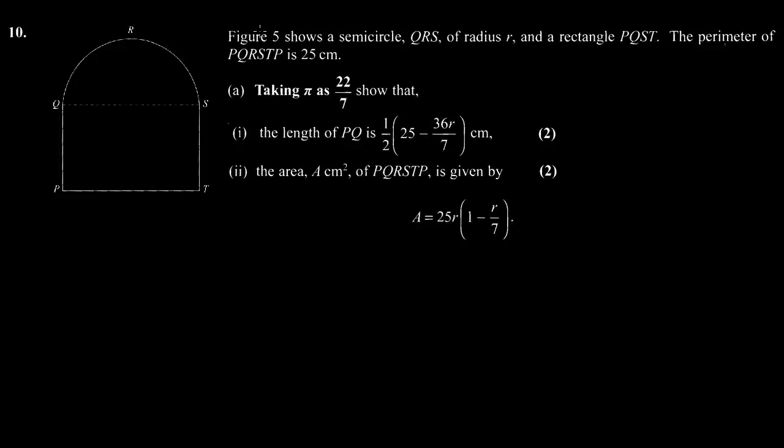Question number 10, we have a figure. It has a semicircle and we have a rectangle. It is given that QRS has a rectangle, R has a radius R. So if this radius is R, that makes this side twice R, this rectangle twice R.